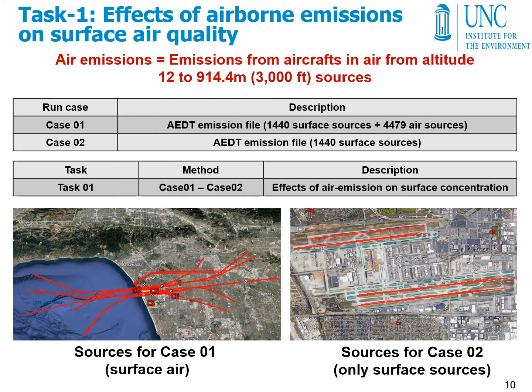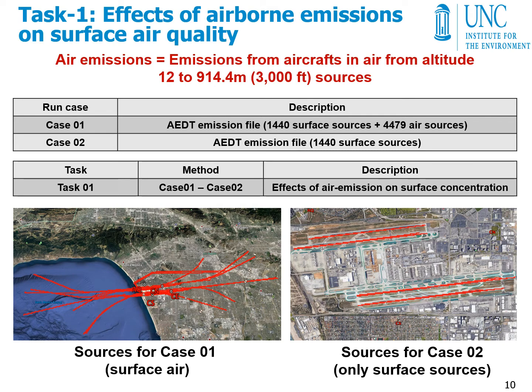This slide describes task 1, which is effects of airborne emissions on surface air quality. Air emissions are the emissions from aircraft in air from altitude 12 to 914 meter sources. And we ran two cases. Case 1 uses ADT emission files for both surface and air, and case 2 uses ADT emission files but only for surface sources.